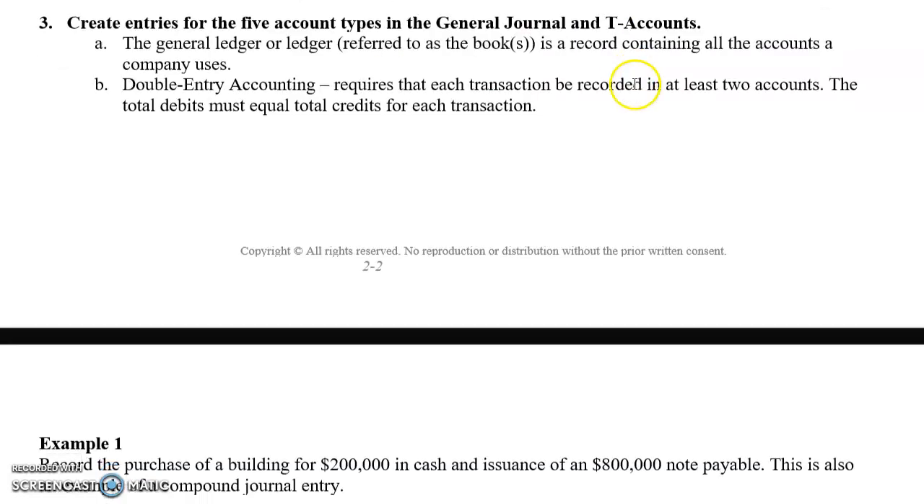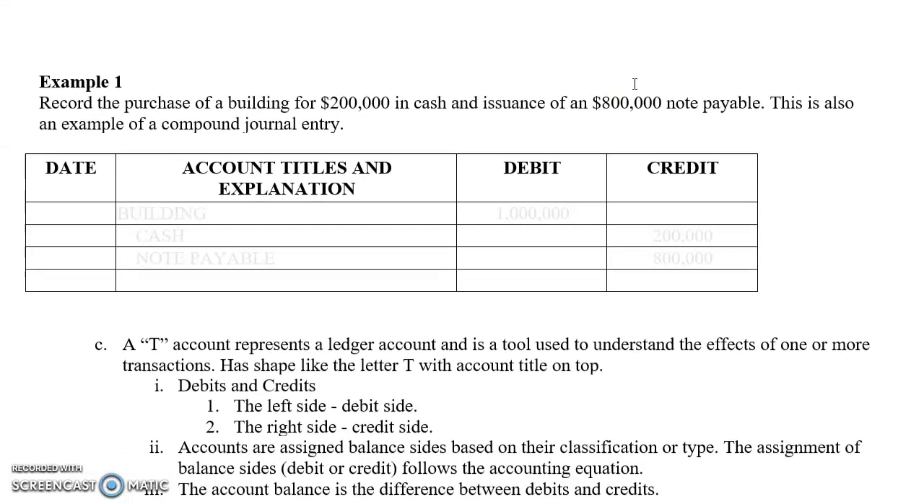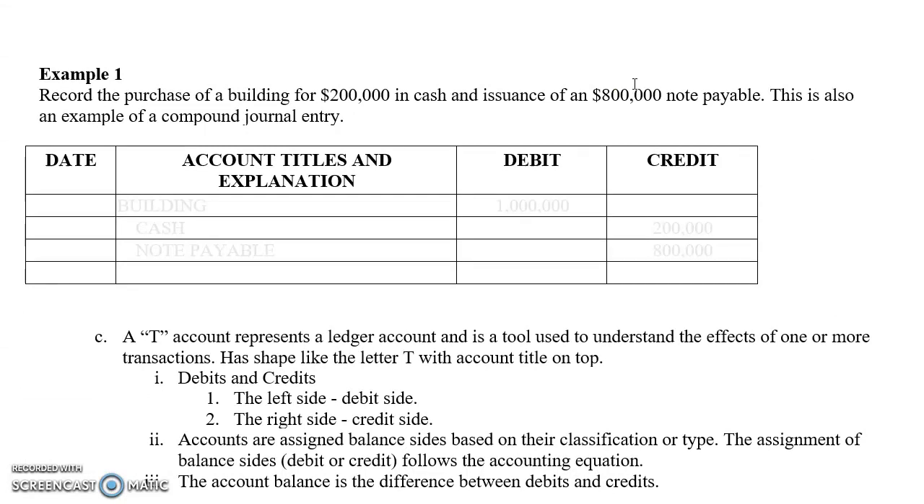General journal, T accounts. All right, so let's do our first general journal. Now we're just going to walk our way through it. We'll take our time. Record the purchase of a building, $200,000 in cash, and issue an $800,000 note payable. Now, what I say about payable is always liability, so that's debt.